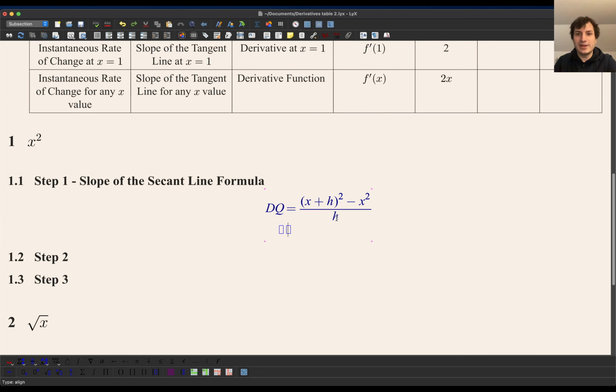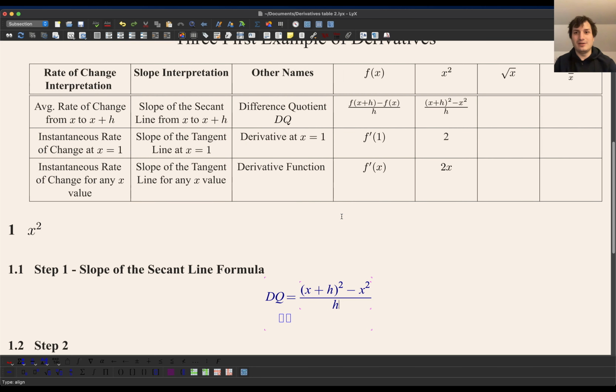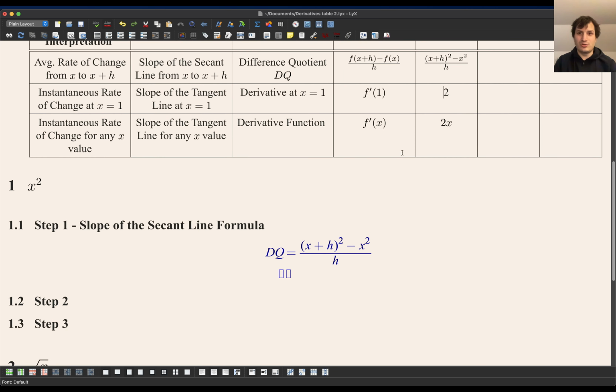But the problem with this formula, as we saw in Desmos, is that when h is equal to 0, you'll have a divide by 0. And in fact, you have a type 0 over 0 badness. When h equals 0, the top is x squared minus x squared, which is 0, and the bottom is 0. So we would like to try to simplify away this badness and hope that this helps us find the limit of 2 when h goes to 0.